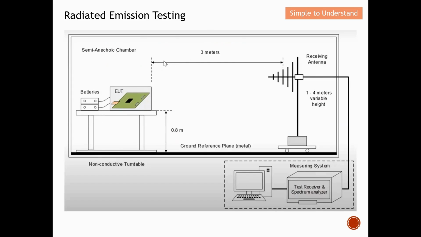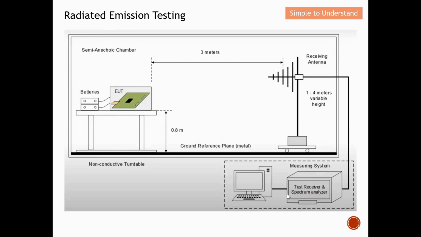The distance can be either 3 meters or 10 meters. For this demonstration, it will be just 3 meters. The antenna is hooked up to a spectrum analyzer. If you look later, besides the spectrum analyzer, we also have an EMI receiver. In short, they switch between the spectrum analyzer and the EMI receiver to capture the DUT emission. We need either the spectrum analyzer or the EMI receiver to measure the electromagnetic wave released by the DUT.